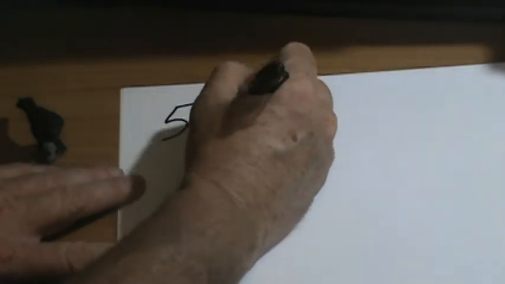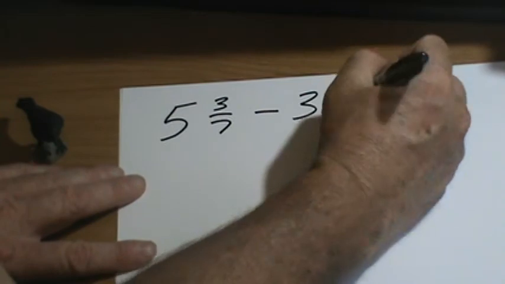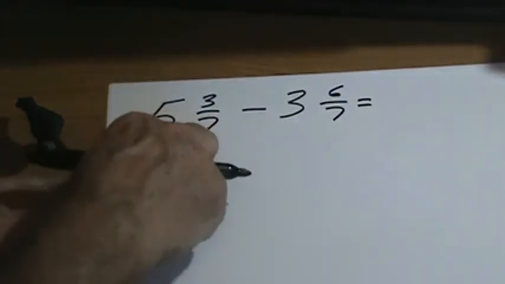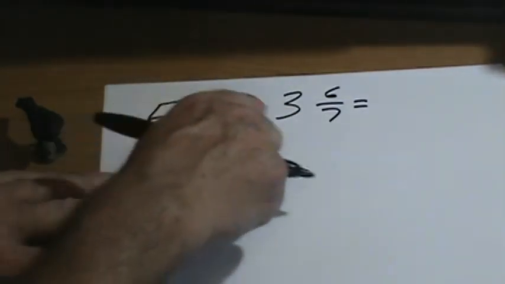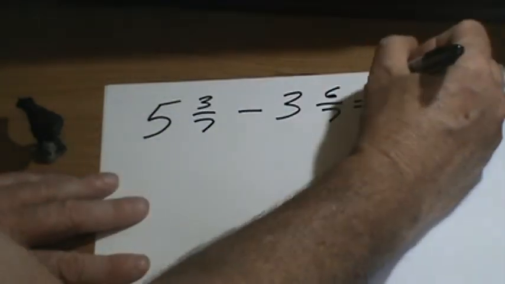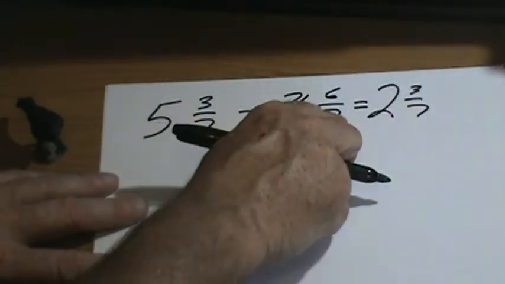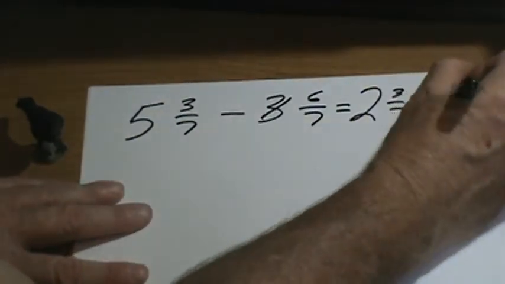All right, let's look at our next one. It is 5 3/7 minus 3 6/7. And what's this going to equal? Well, 5 minus 3, right? 5 minus 3 is 2. But we're left with the 3/7. Cross out that 3. What do we have to subtract? We still have to subtract the 6/7.